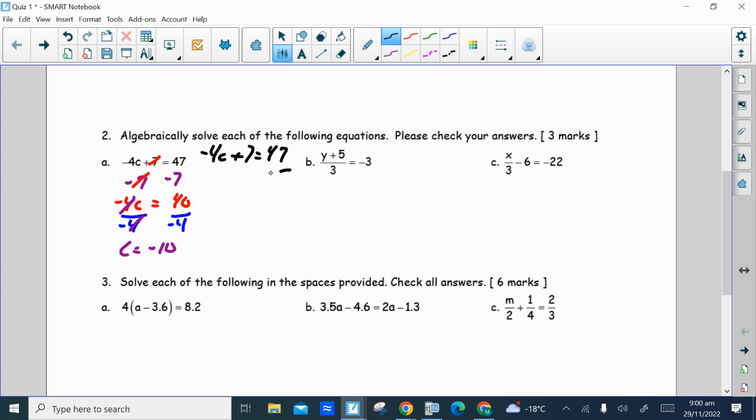Just a reminder of what's required if you're showing your check. Again, if it's worth a mark and you don't do it, you're going to lose. So you need to show that you get the same number on both sides. Negative 4 times negative 10 is positive 40, and 40 plus 7 is 47, so it checks. That shows that the answer is correct.